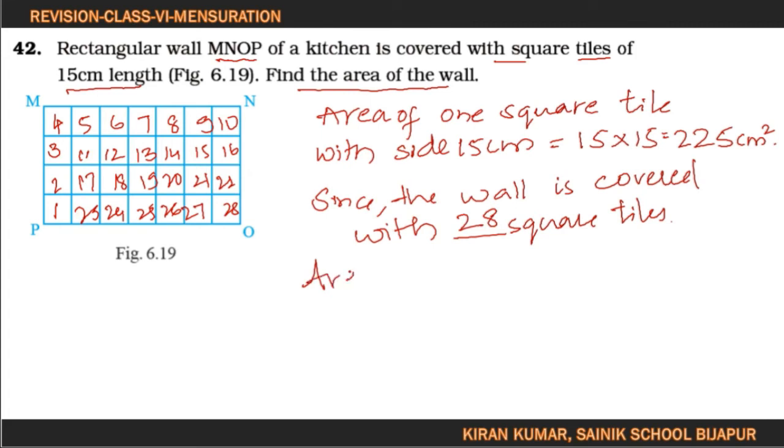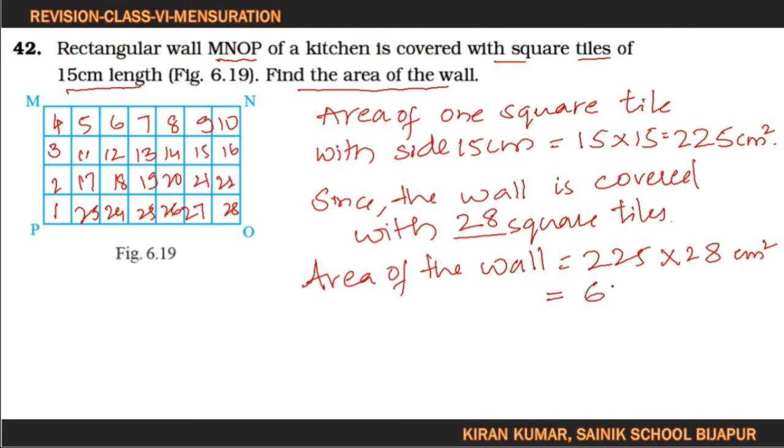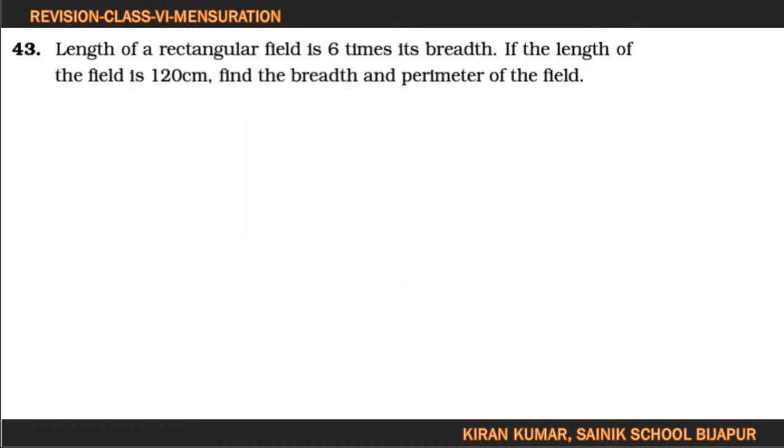So the area of wall will be equal to 225 multiplied with 28. So many centimeter square. This will be 6300 centimeter square. Question number 43. Length of a rectangular field is 6 times its breadth. If the length of the field is 120 centimeter, find breadth and the perimeter of the field.